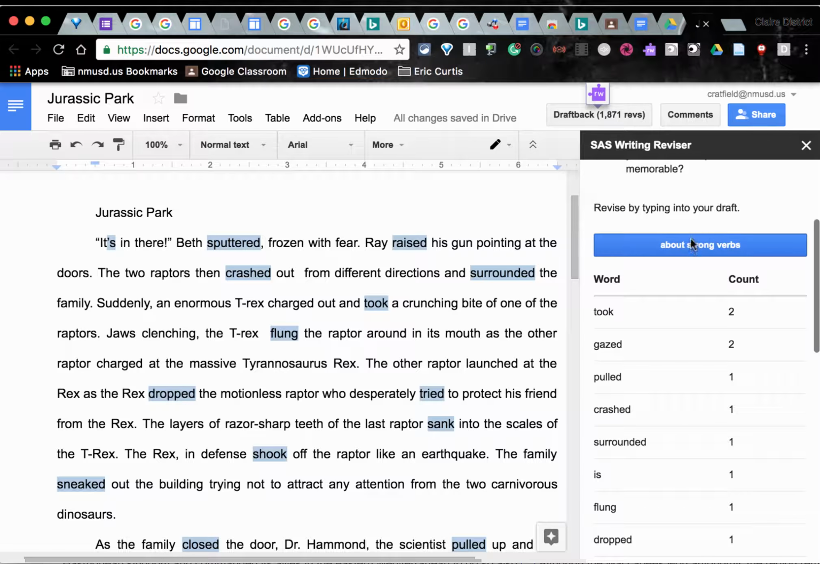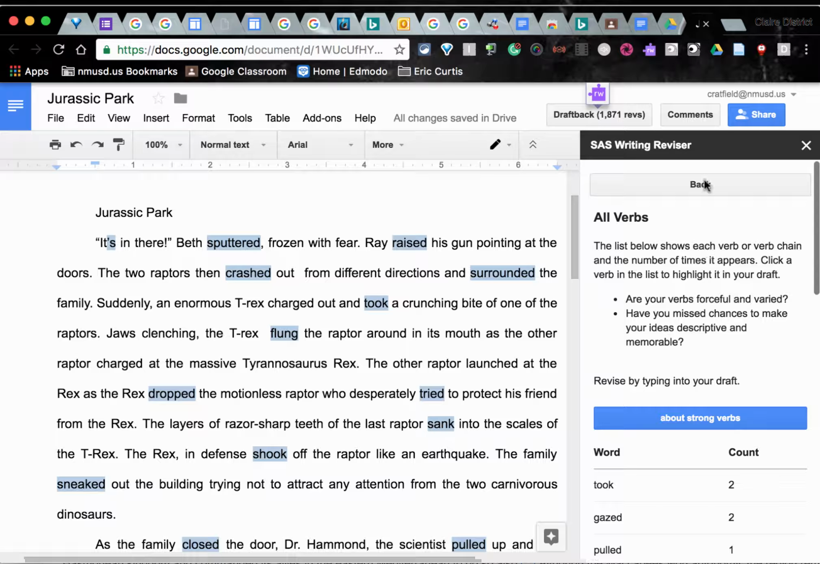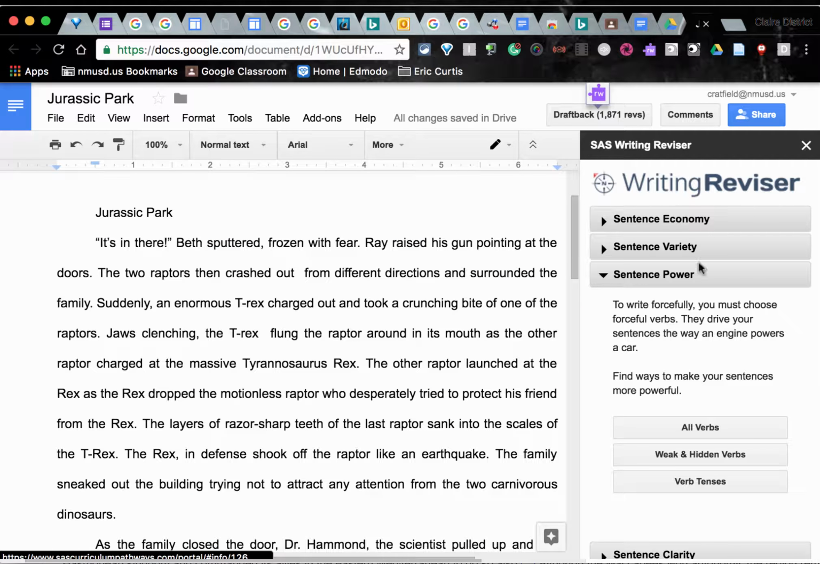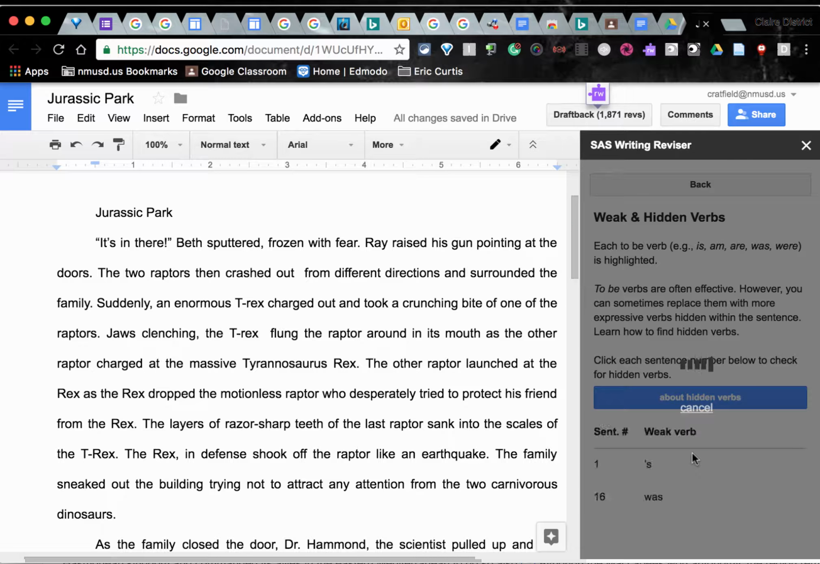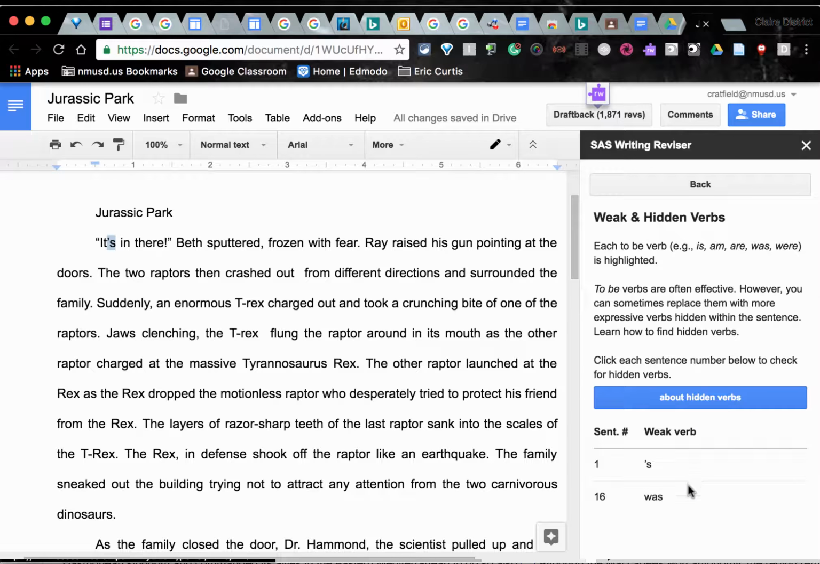When you go back, make sure you go to the back button. That's where I make my mistake. Then go to weak and hidden verbs. This is where you see those passive tense ises and wases, and he only has two. And he doesn't have any weak and hidden verbs. So if you have a bunch of wases and gets, they're going to show up here on your hidden verbs.